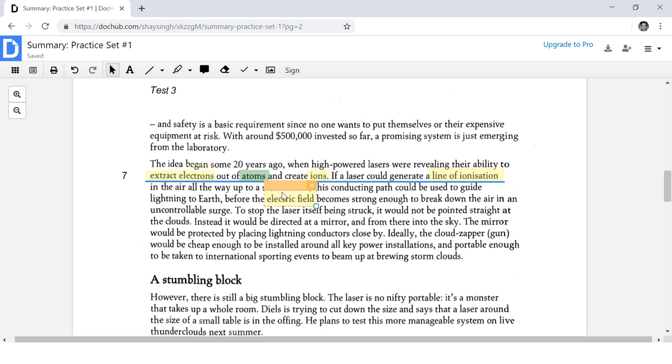The correct answer is going to be storm cloud. Over here, storm cloud. Because it tells you if a laser could generate a line of ionization, and by line they mean a direction, a certain direction in which the ionization is generated, then that laser would generate a line of ionization in the air all the way up to a storm cloud, meaning it would be pointed all the way up to a storm cloud or directed at a storm cloud.